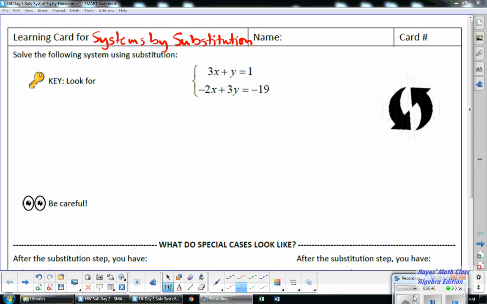So, solving my systems by substitution. The key here, step number one, hence the little key, get it? Anyway, look for a single variable to solve for.